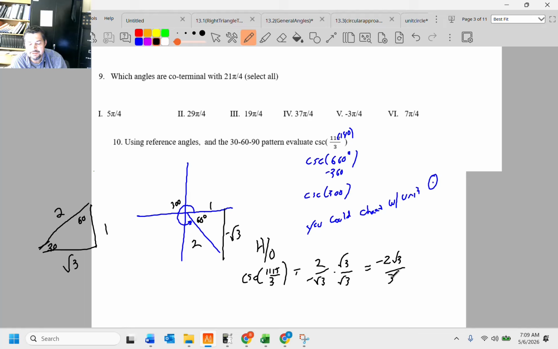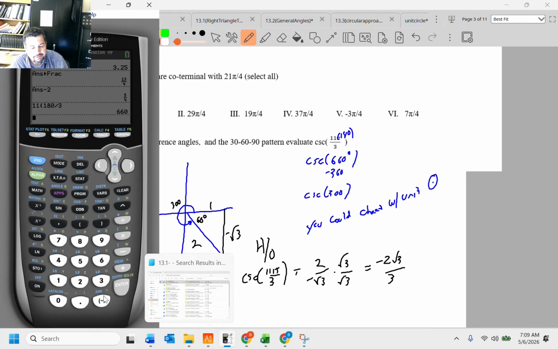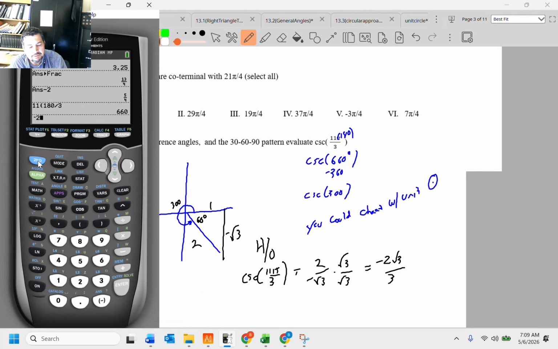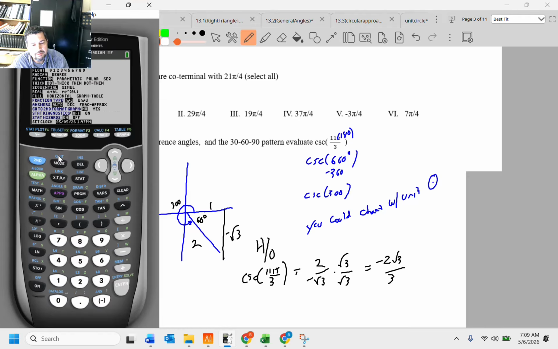All right, so check this out. Let's type that in. Just showing you how to possibly cheat. All depends if I make the question multiple choice or not. I probably won't, to be honest with you. But you can check your answer, all right? I got negative 2 root 3 over 3. I'm going to put my calculator in radian mode, and it is already. And I don't have a cosecant button, but I have a sine button, don't I? So I can do 1 divided by the sine of 11 pi over 3.